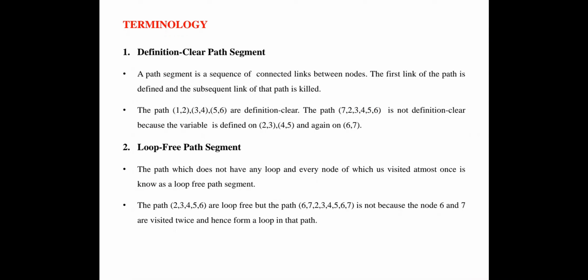Okay, so a definition clear path is a path which takes a sequence control of the links from one node to another node, and the first link should be the definition. Okay, so definition is denoted with the D.